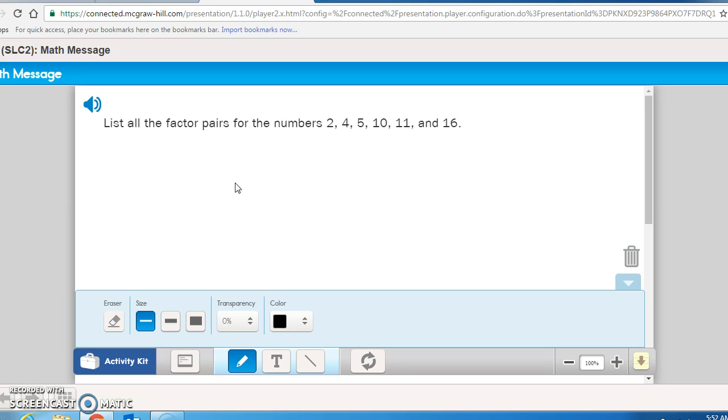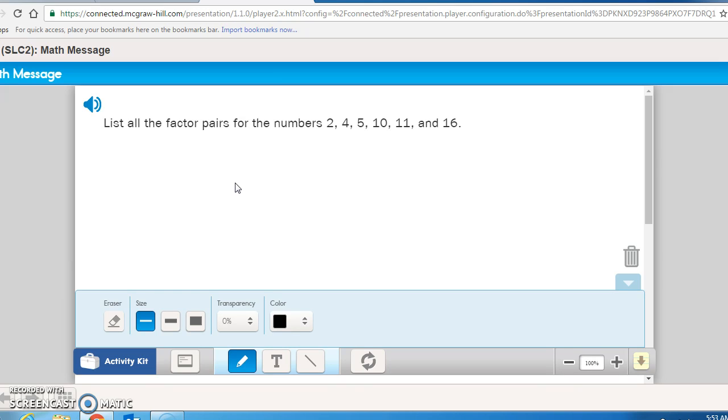How about for the number 5? The only numbers you can multiply together to get 5 is 1 times 5, so 1 and 5. The number 10, 1 and 10, and the numbers 2 and 5. How about the number 11? The only two numbers you can multiply to get to 11 are 1 and 11.